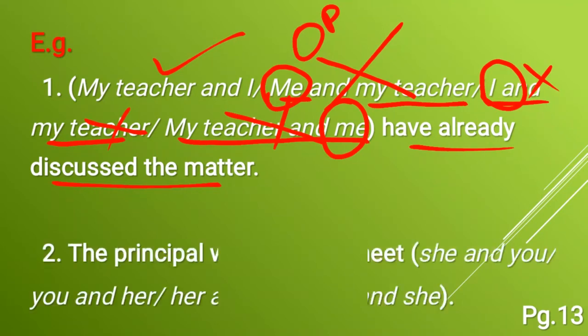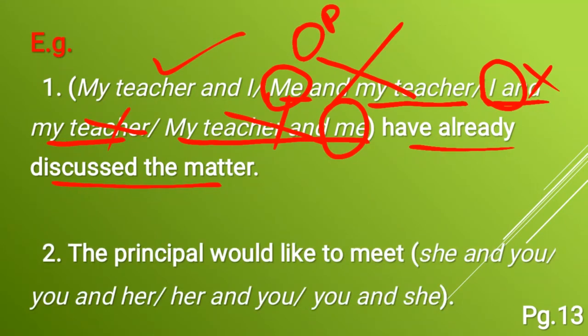So let's see one more example. The principal would like to meet dash. So you are going to find the answer. The first one, she and you. This is subject or object pronouns.